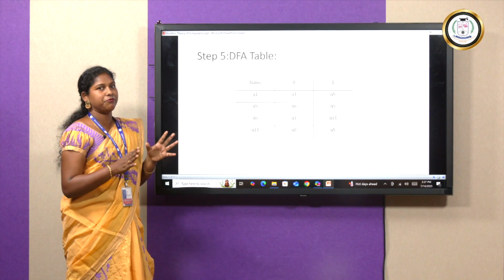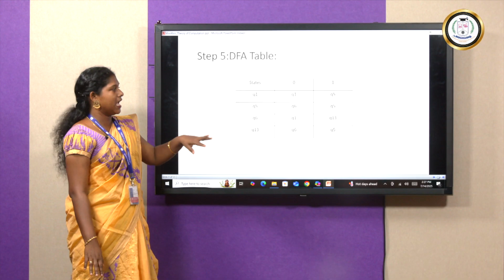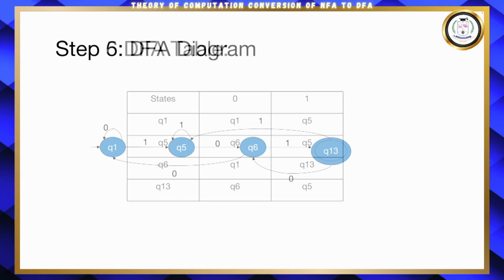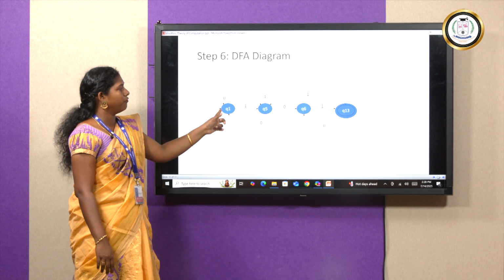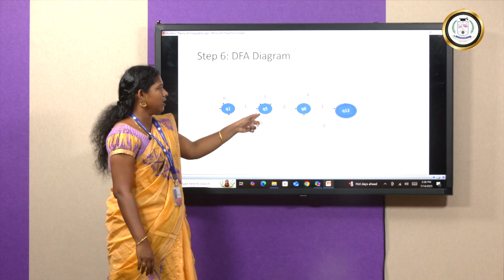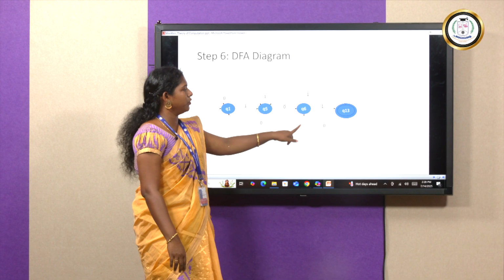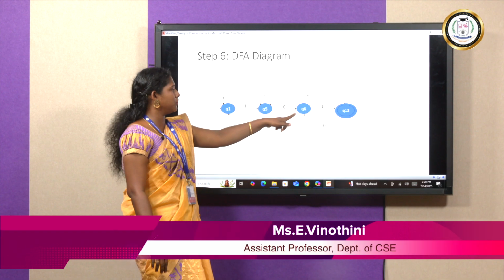The last step, step 6, is to draw the diagram from this table. Check the table and draw the diagram. In total we have 4 states and the inputs zeros and ones. From Q1, for 0 it goes to Q1, for 1 it goes to Q5. From Q5, for 1 it goes to Q5, for 0 it goes to Q6. From Q6, if you get 1 it goes to Q13. From Q13, if you get 0 it goes to Q6, and if you get 1 it goes to Q5.